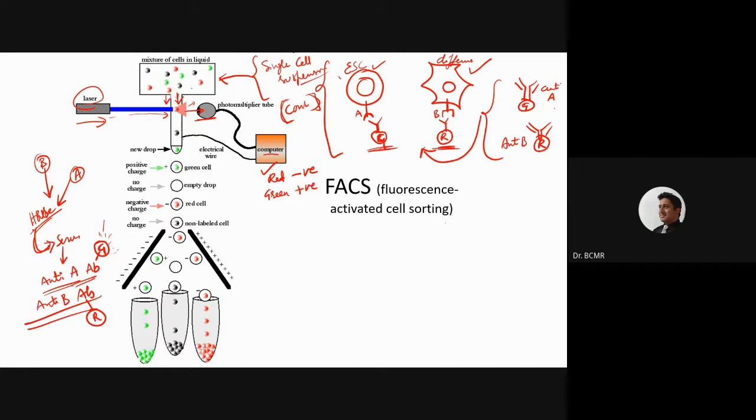That means when the cell passes from here till here and it forms a small droplet here, a charge is added to that drop, right? If it is green, it will be given positive charge. If it is red, it will be given negative charge. So one droplet at any time is having some charge. If there is no fluorescence at all, then no charge is given.